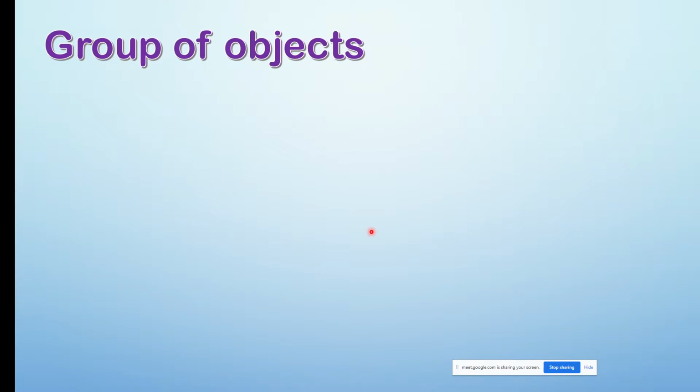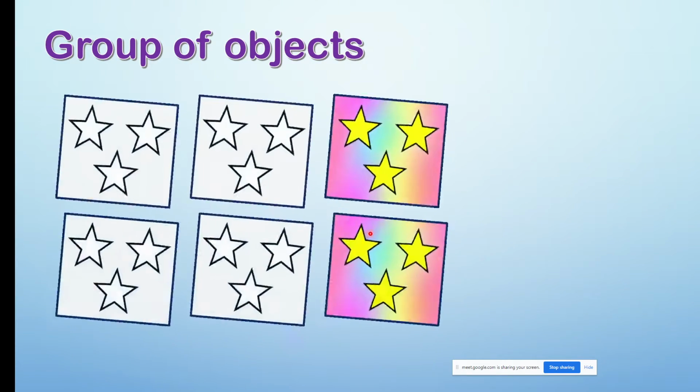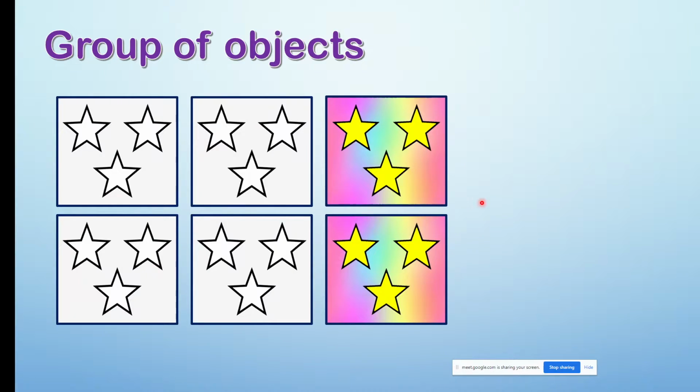Okay. Now, for example, we have this one. You have stars. How many stars do you have? Can you count the stars? How many stars are there? You count by 3: 3, 6, 9, 12, 15, 18. Yes, we have 18 stars.